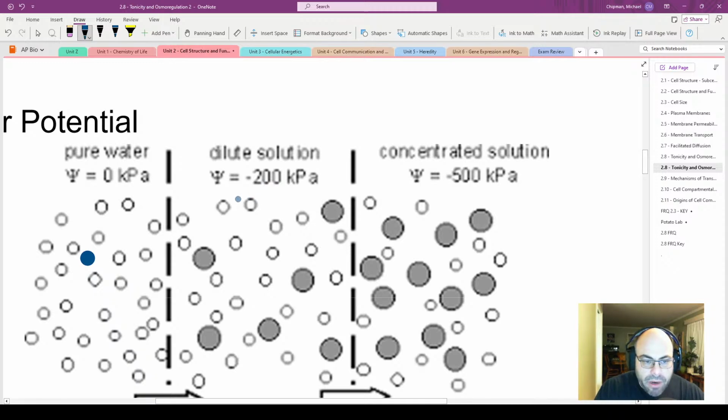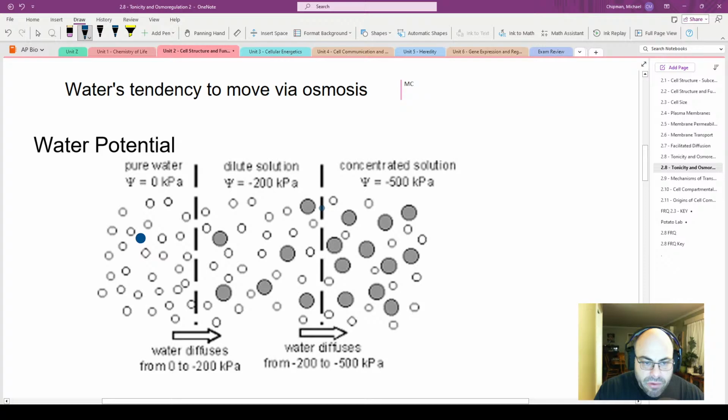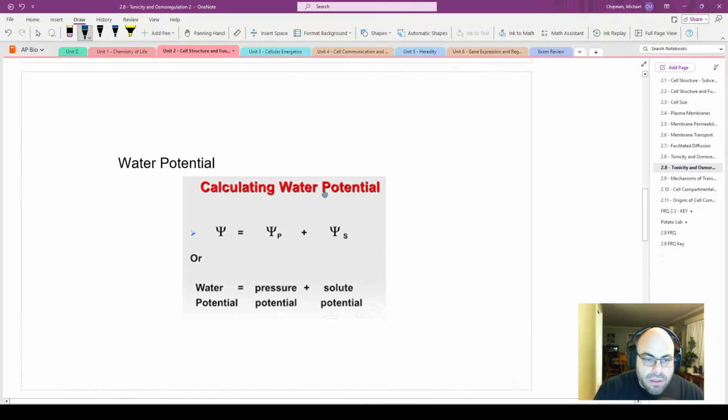Oh, number line, right? 0 is higher. Water always goes from a high water potential to a low water potential, right? It's a good rule of thumb. I've seen students miss a question like this because they forget that negative 200 is lower than 0, so don't do that. And so here's the equation.